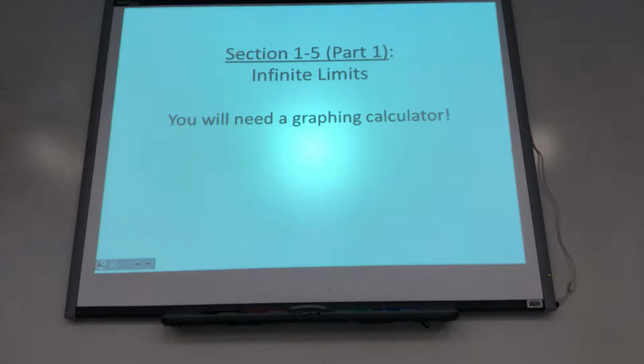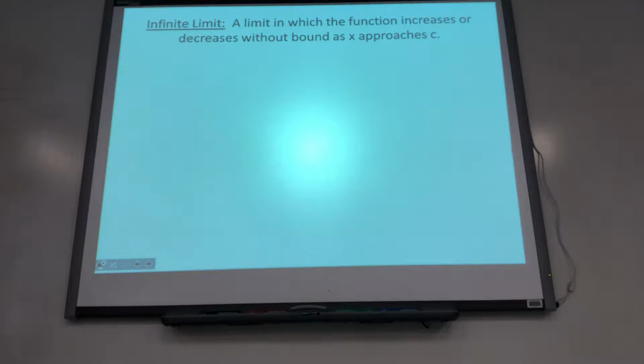But we've not had infinite limits before, so I need to give you some info about infinite limits before we get started. So this is 1-5 part 1, and I'll start with a definition. It says an infinite limit is a limit in which the function increases or decreases without bound, that means forever and ever, as x approaches c. C, again, is the x value that you are concerned about, the one that looks like there's a problem.